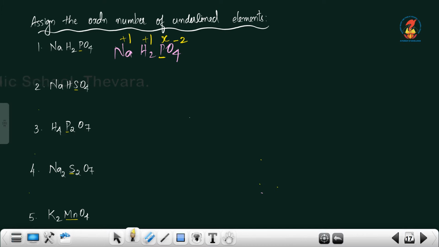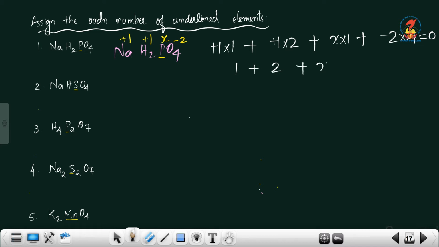How can we find X from this? The sum should be equal to 0. So we write it as: we have only one sodium, so +1 into 1, plus hydrogen oxidation state is +1 and we have 2 hydrogen atoms, so +1 into 2, plus X is the oxidation state of phosphorus, so X into 1, plus oxygen is -2 and we have 4 oxygen atoms, so -2 into 4, and that should be equal to 0. So 1 plus 2 plus X plus -8 equals 0. So X will be equal to 8 minus 3. What oxidation state of phosphorus are we getting here? It is +5.